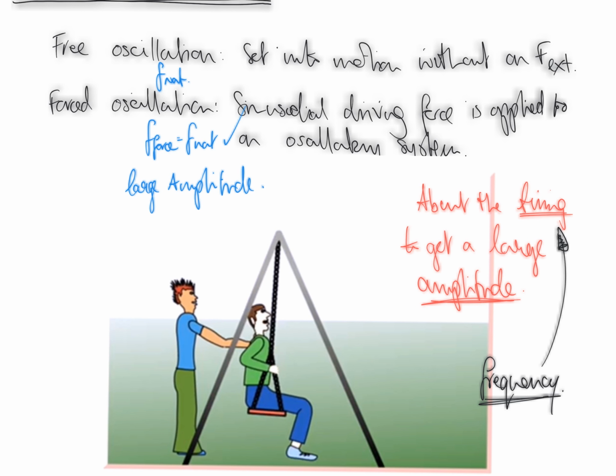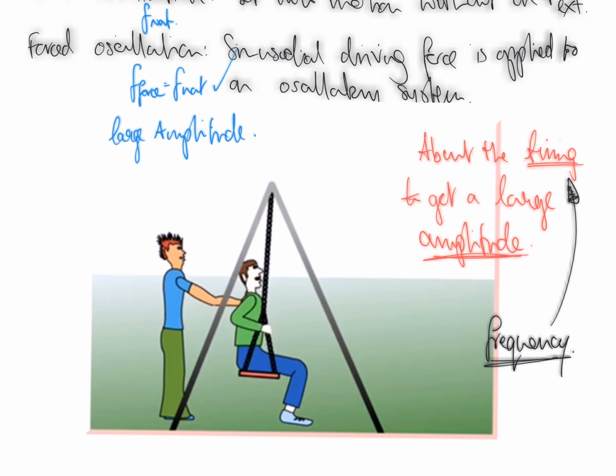The natural frequency is the one defined by the free oscillation, which in this case is defined by the length and g, because it's pendulum motion. If the forcing oscillation matches the natural frequency, then you get a large amplitude. Okay, so what I wanted to try and show you to start with is give you an intuitive sense of what we're talking about.